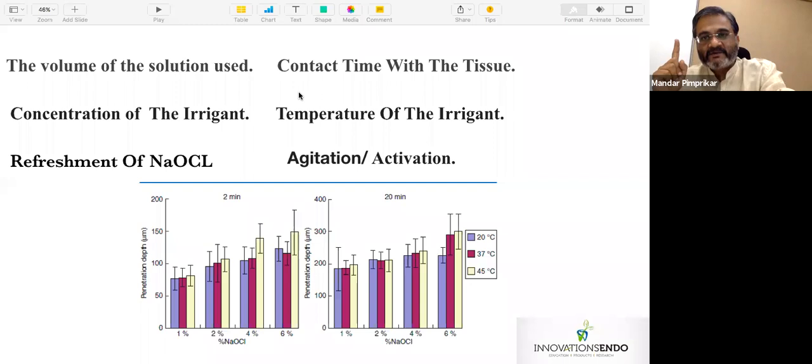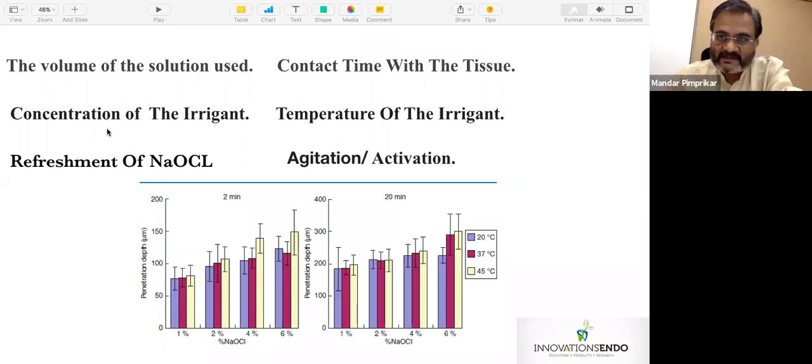I told you my irrigation starts at the access preparation. So I am trying to keep hypochlorite or my twin clean in contact with the root canal system throughout the procedure. Normally, I take about 50 minutes to completely finish a molar. So during that 50 minutes, I am ensuring the contact of hypochlorite or other irrigating solutions with the root canal system. That's how you satisfy the contact time with the tissue.